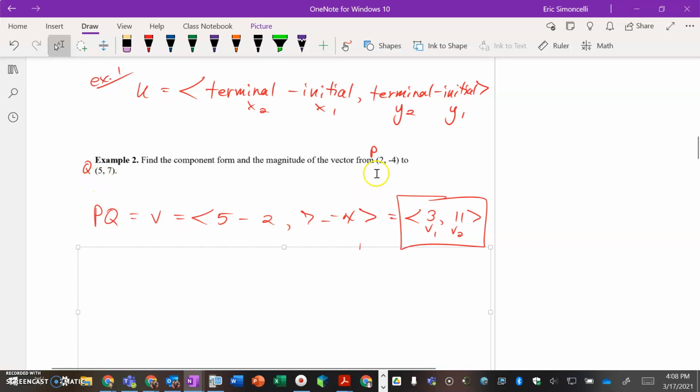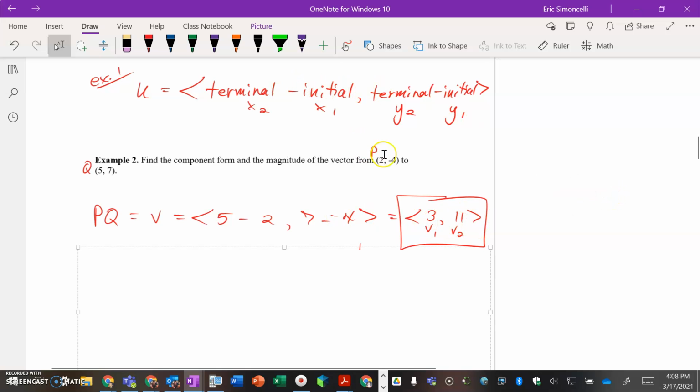So 5 minus 2, comma, 7 minus -4, as you can see with those two representations, v sub 1, v sub 2. 5 minus 2, of course, is 3. 7 minus a -4, or 7 plus 4, of course, is 11. So that's how you'll represent this.